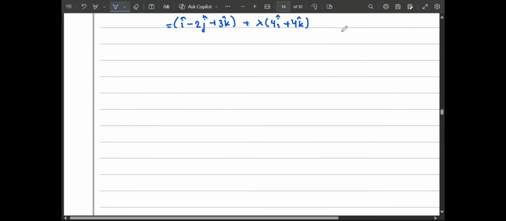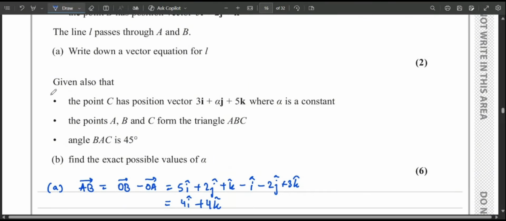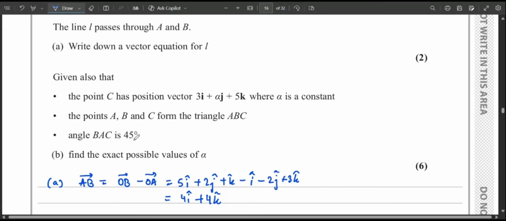So now for our part B, we can see that given also that the point C has a position vector of 3i plus alpha j plus 5k, where alpha is a constant, and the points A, B, and C form a triangle ABC. The angle BAC is also given, and BAC is equal to 45. Now we have to find the exact values of alpha.